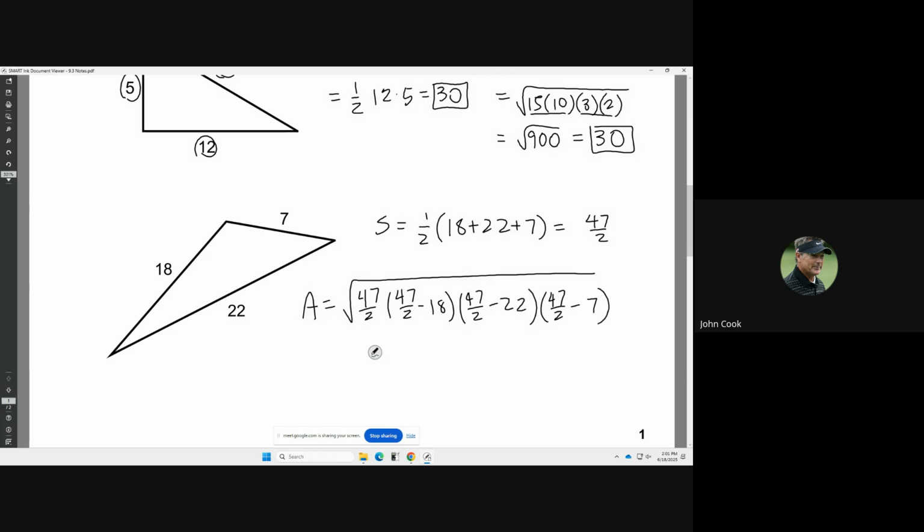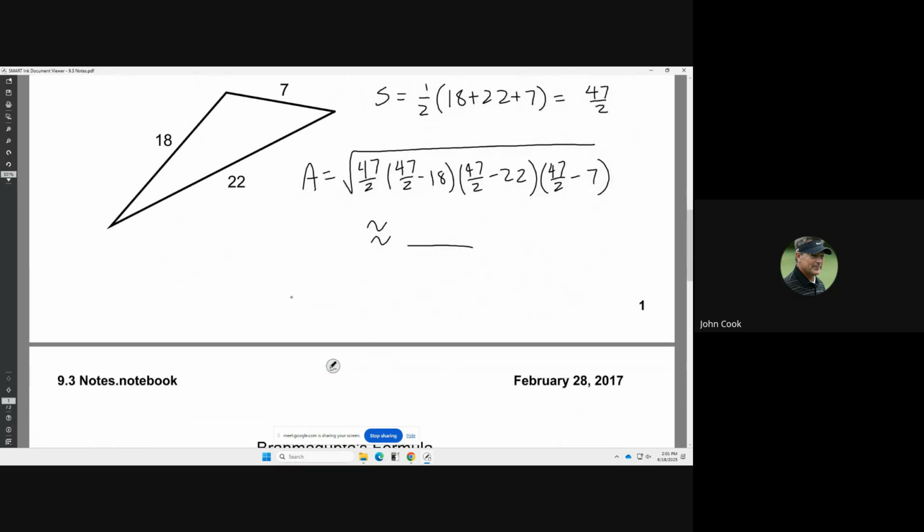And then just type it into your calculator, round to 3 decimal places, and then it's that many units squared. Okay, but that's how you find the area pretty easily.